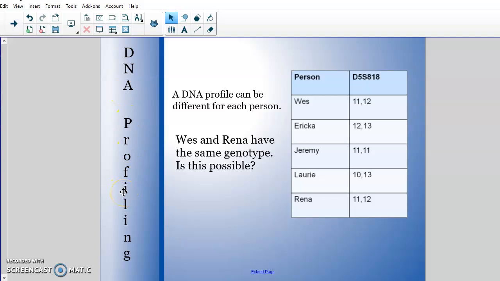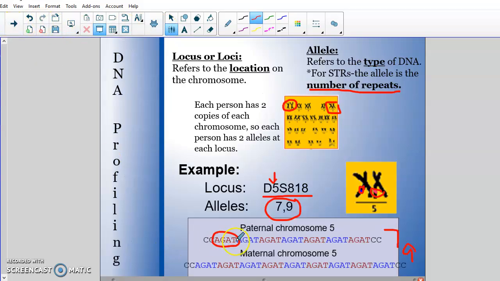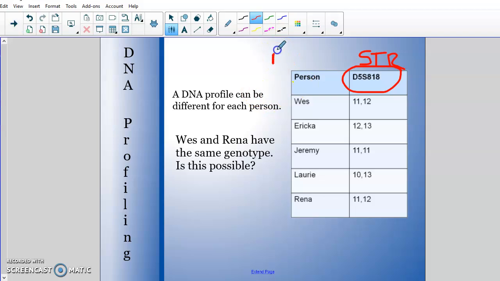All right, so a DNA profile can be different for each person. So if this was the STR we were looking at right here, okay, the D5S818, which we just said previously, the repeat was AGAT. Okay, so the repeat that we were looking for was AGAT, okay? And we were looking at 5 different people. Here were their different repeats.